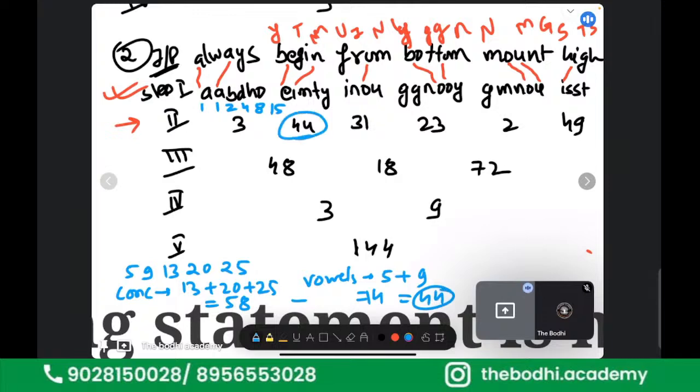That means our logic is simple. We will find the place value of the vowels. We will find the place value of the consonants. Add the consonants separately, add the vowels separately, find the difference. You will get step 2 from step 1. Similarly, I N O U, G G N O O Y, G M N O U, and I S S T. All will follow the same logic.